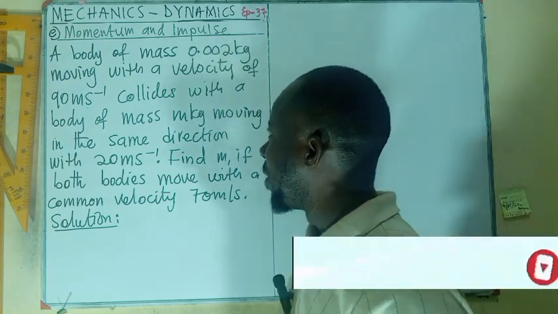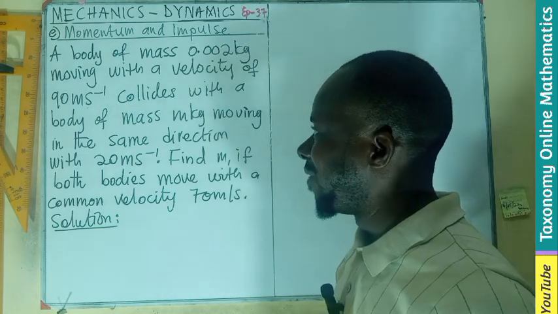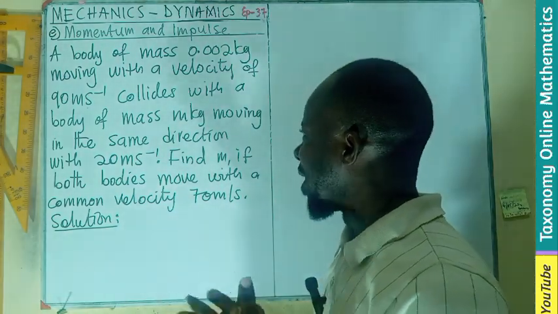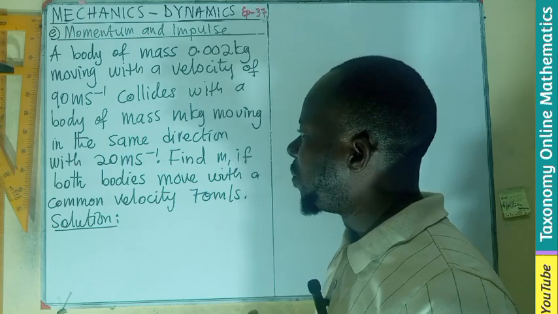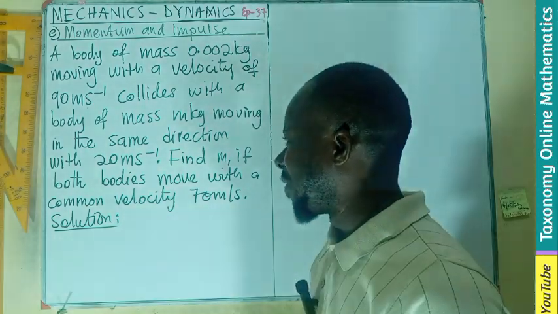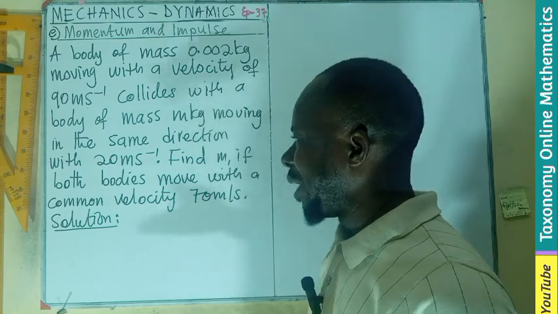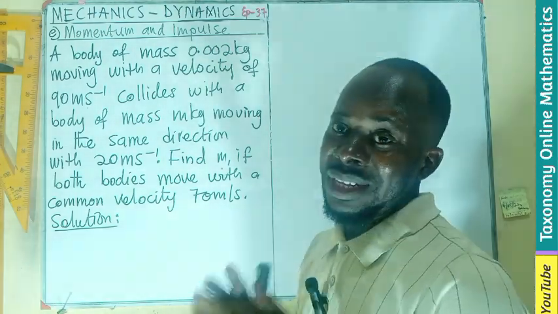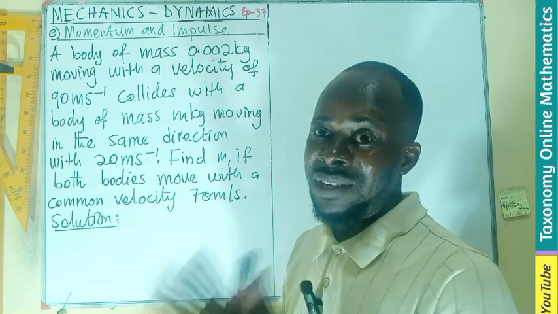So a body of mass 0.002 kilogram moving with a velocity of 90 meter per second collides with a body of mass m kg moving in the same direction with a velocity of 20 meter per second. We have to find m if both bodies move with a common velocity of 70 meter per second.